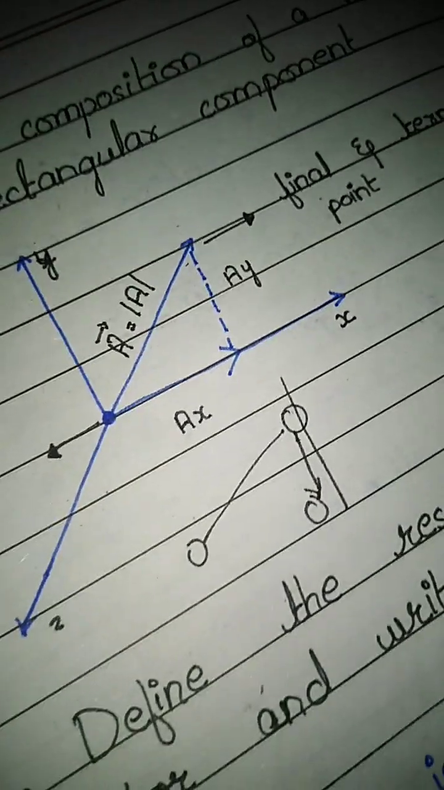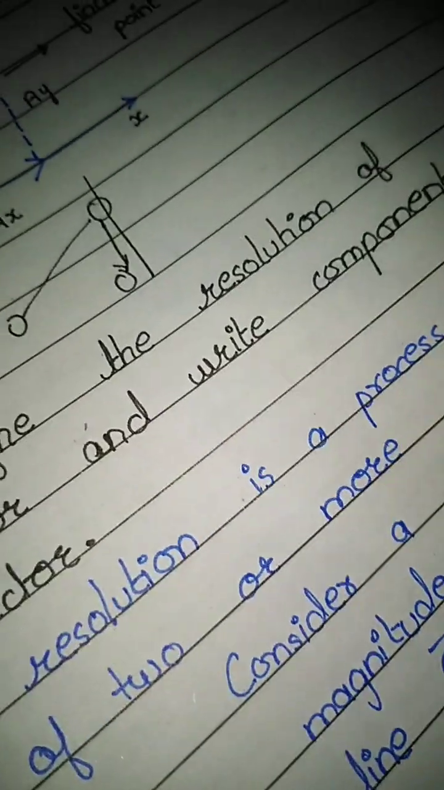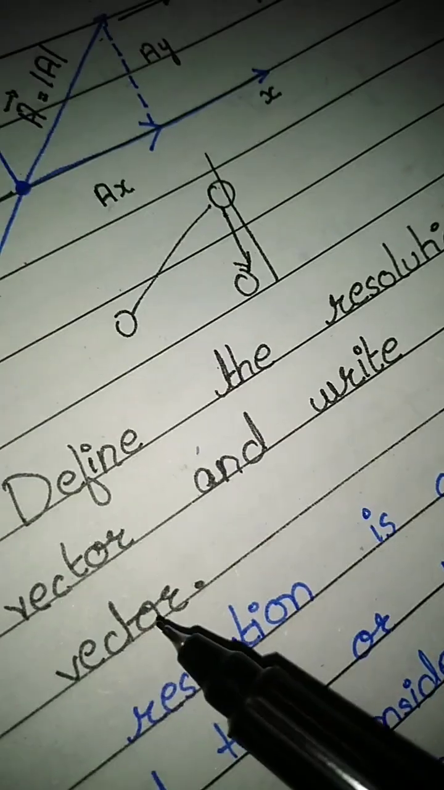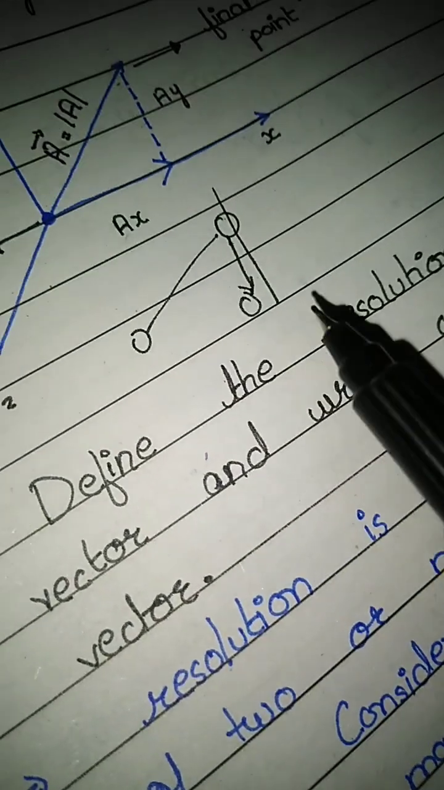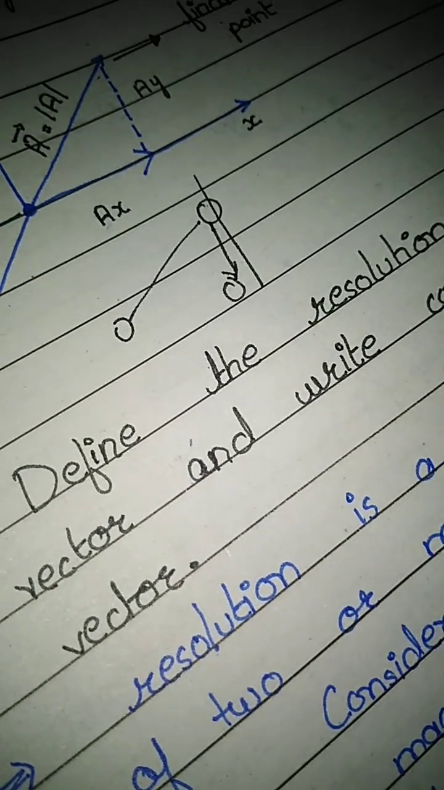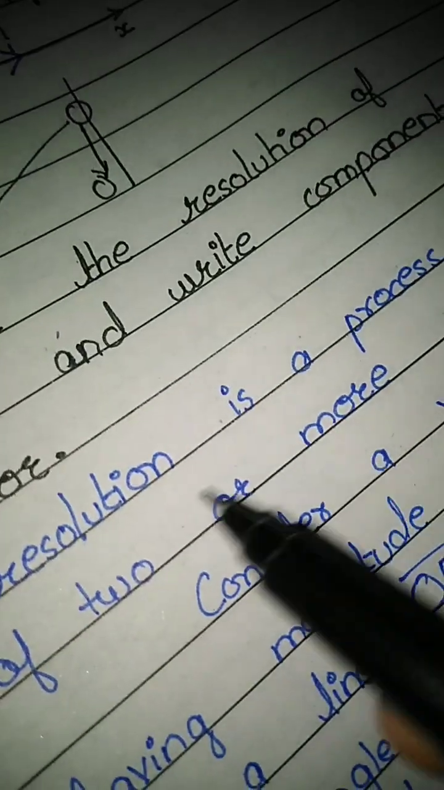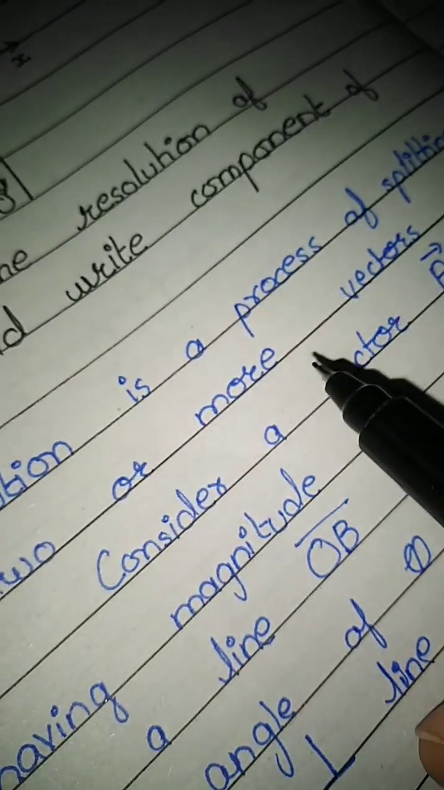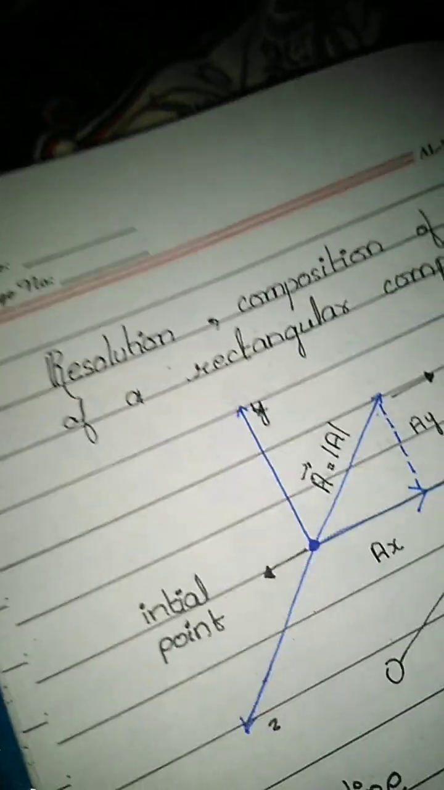Now, how do we define the resolution of a vector and also write the components of a vector? If you are asked to define the resolution, what would you say? Resolution is a process of splitting a vector into two or more vectors. As I said, resolution means breakage, breakage of paths.